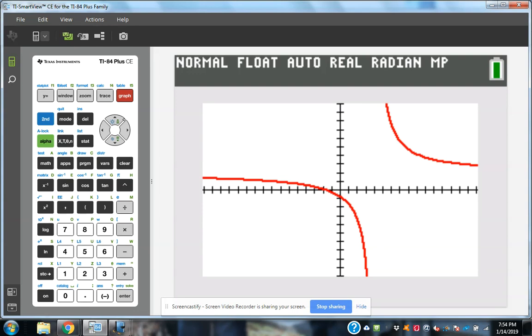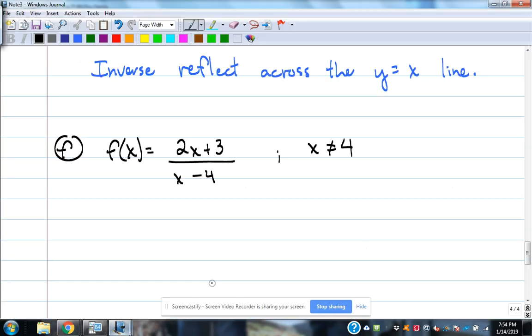It's a weird looking graph. We're going to learn about this kind of graph later on this semester. So we'll learn about this kind of function, but we can still find the inverse of it without knowing much else about it. Now to find the inverse, what do we do?